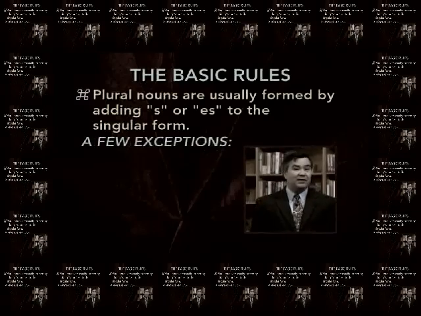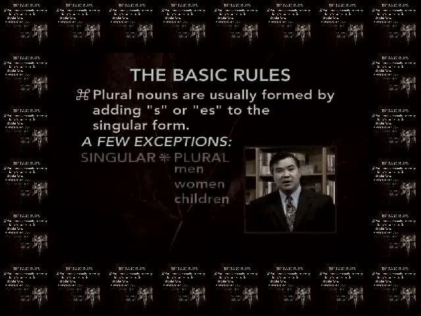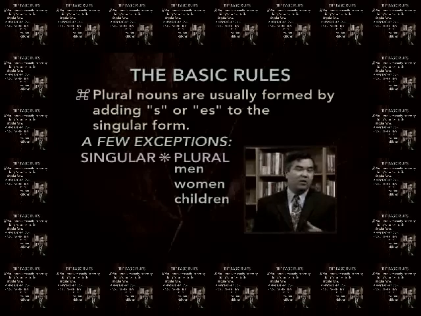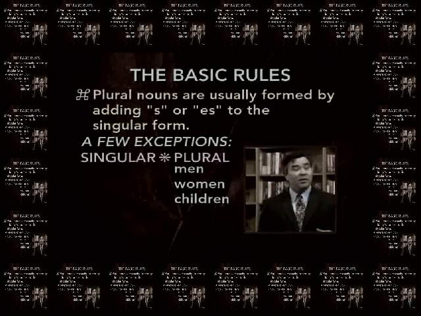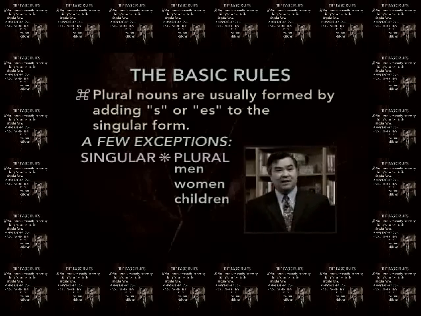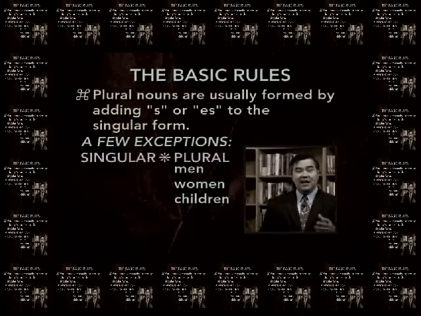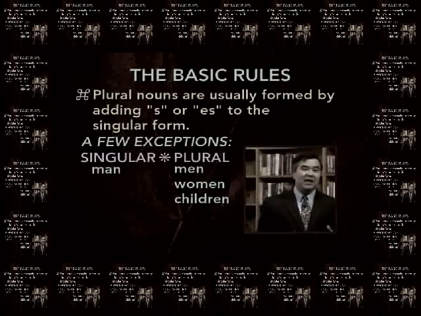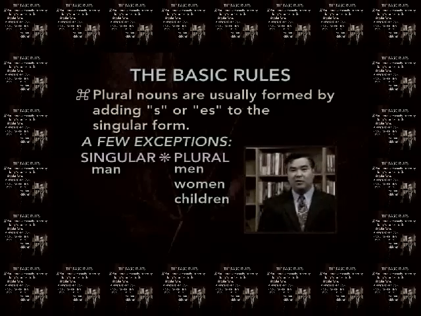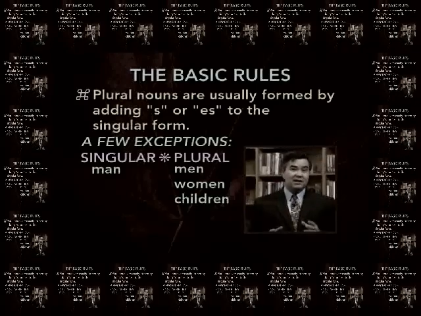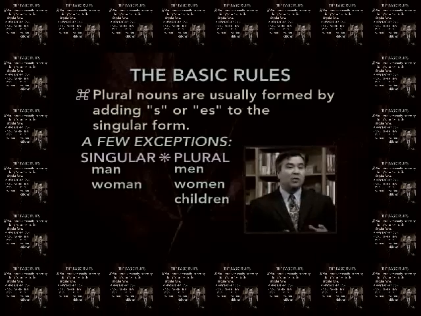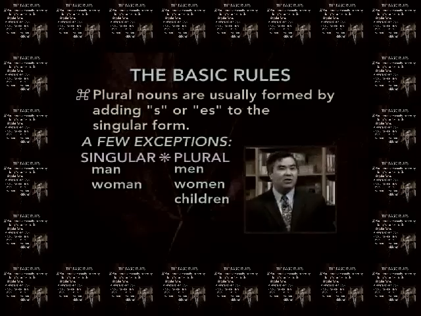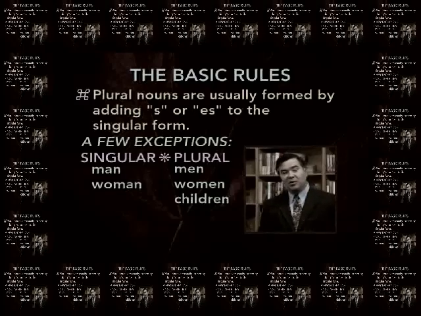Here are some examples of these exceptional words. Men, women, and children are three words that are frequently used in English and all form their plurals in unusual ways. The singular of men is man, so you see that the vowel A has been changed into an E to turn the word from singular to plural. Similarly, the singular of women is woman, spelled with an A, and again the vowel has been changed to E to turn singular into plural.